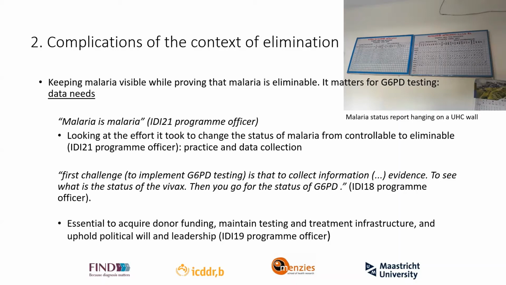And this data and the 2030 deadline for elimination helped mobilize resources and devise plans. So the importance of gathering and making this data visible was very important when we talked about the policymakers. They emphasized that the first challenge to implement G6PD testing is to collect information or evidence to see what is the status of vivax, and then you go on for the status of G6PD. And this is essential to acquire donor funding, maintain testing and treatment infrastructure, and uphold political will and leadership.